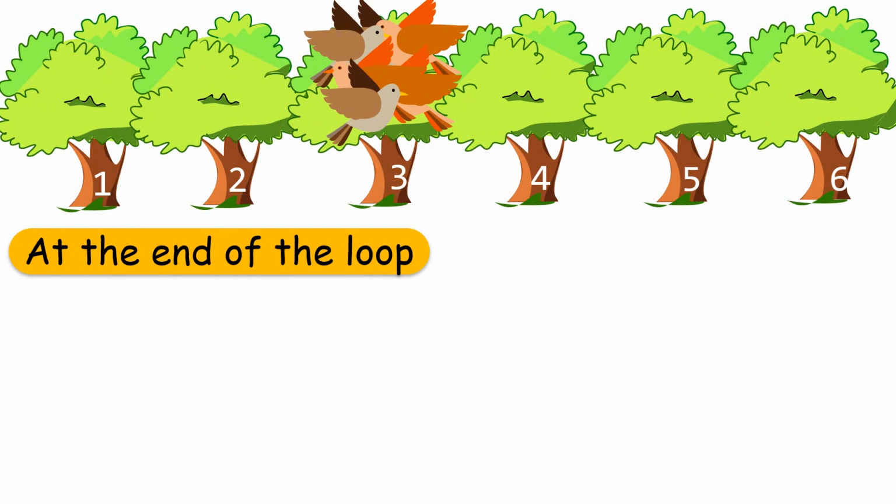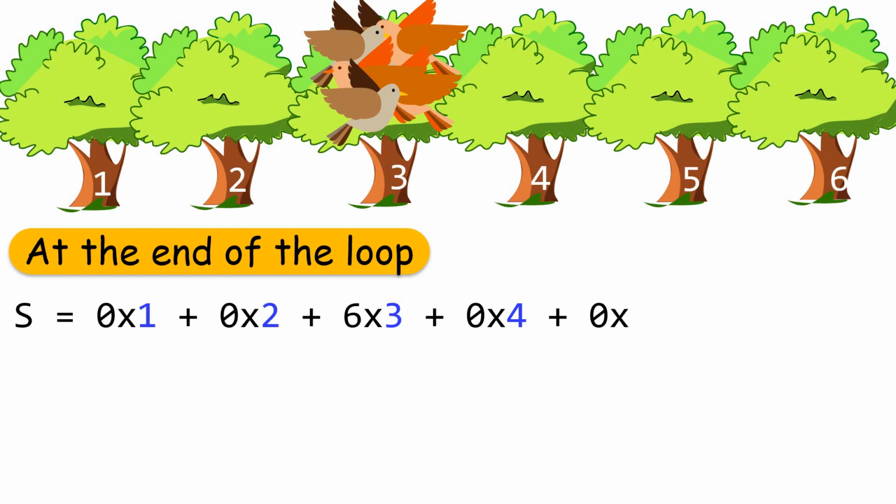I assume that all the sparrows are sitting on tree number 3. Again, I will calculate S. S is equal to 0 into 1 plus 0 into 2 plus 6 into 3 plus 0 into 4 plus 0 into 5 plus 0 into 6. 0 into 1 because there are no sparrows on tree number 1. 0 into 2 because there are no sparrows on tree number 2. 6 into 3 because I have assumed that all the 6 sparrows are now sitting on tree number 3.